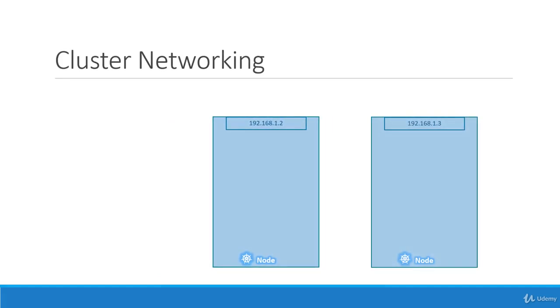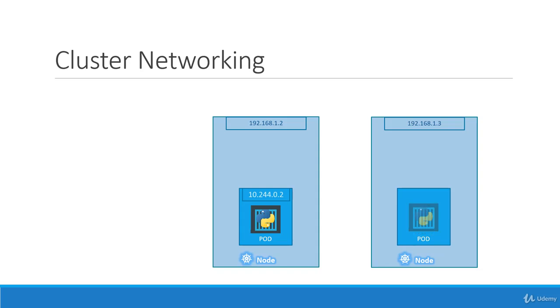So it's all easy and simple to understand when it comes to networking on a single node, but how does it work when you have multiple nodes in your cluster? In this case, we have two nodes running Kubernetes and they have IP addresses 192.168.1.2 and 1.3 assigned to them. Note that they are not part of the cluster yet. Each of them has a single pod deployed.